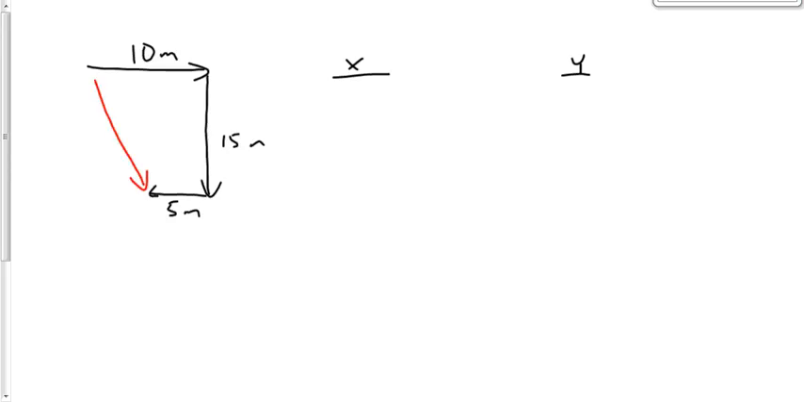So let's do it. The x component of the first one is 10 meters. The y component is 0. The x component of the second one is 0. The y component is -15. The x of the third is -5. The y of the third is 0. Add these up.